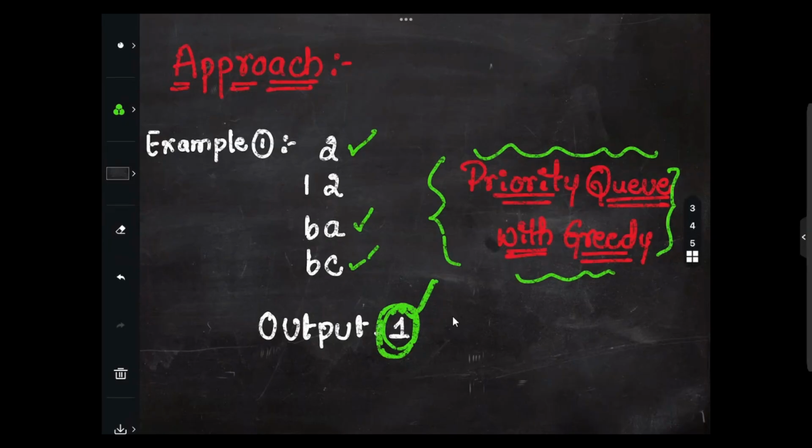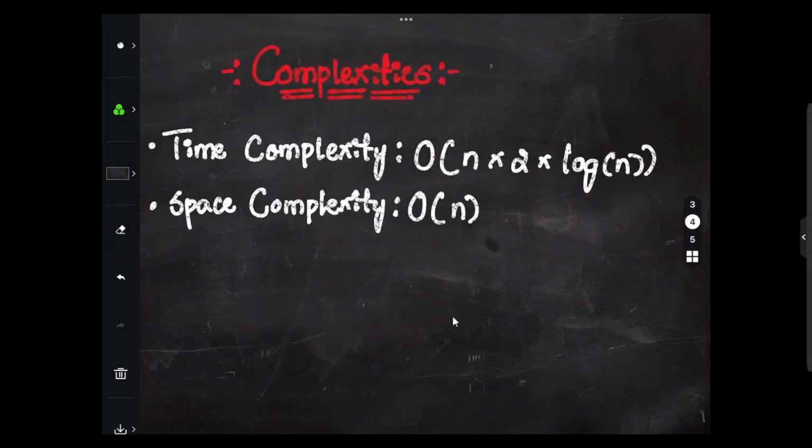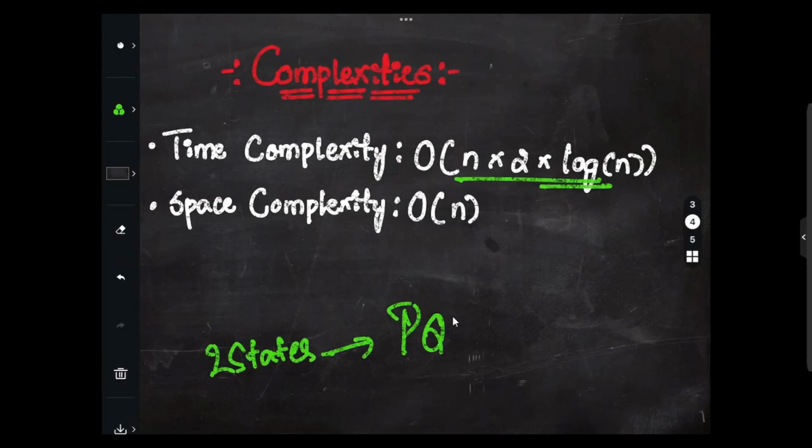Now as we are completely familiar with the approach, let's move on with the complexities part. What will be the time complexity here? The time complexity would be big O of n into 2 into logarithmic n for the code that we'll be writing. Why is it big O of n into 2 into logarithmic n? Because each of the two states per index is pushed into the priority queue. You will come to know this clearly when we write the code.